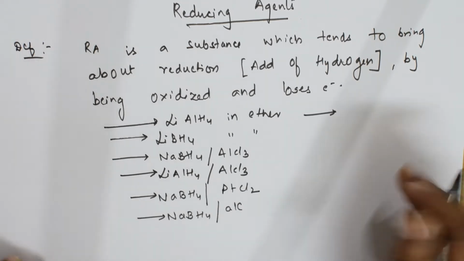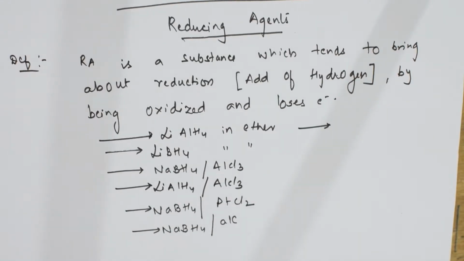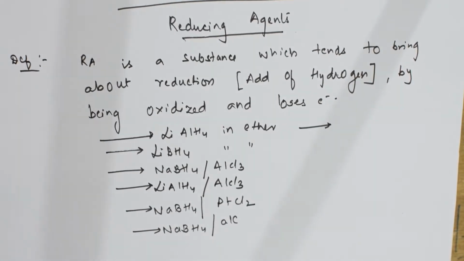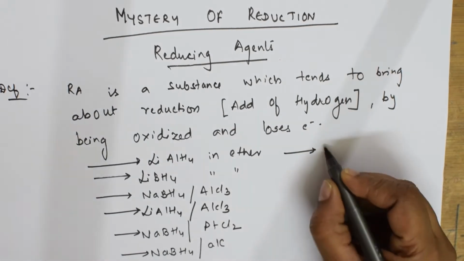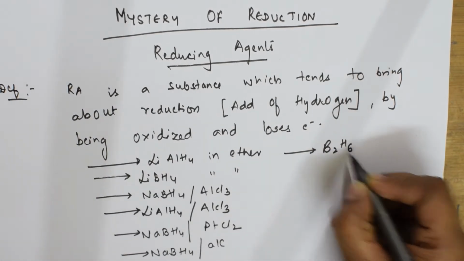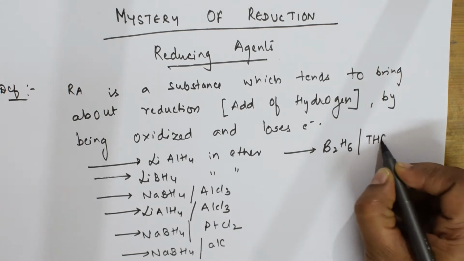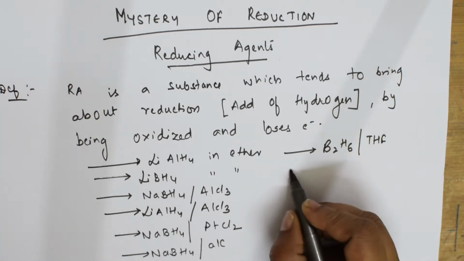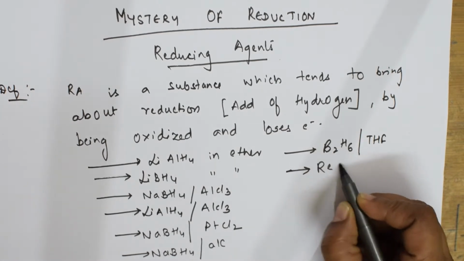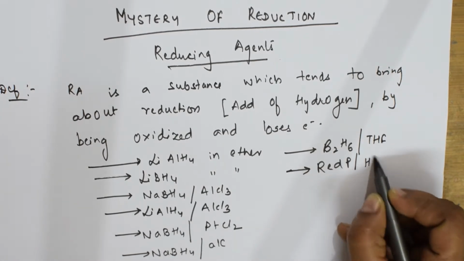One more reducing agent is B2H6. I think you've heard about B2H6. What is B2H6, students? It is nothing but diborane, isn't it? So let us write that: B2H6 in the presence of THF, tetrahydrofuran. After that, one more reducing agent which I'm going to list out is red phosphorus in the presence of HI.